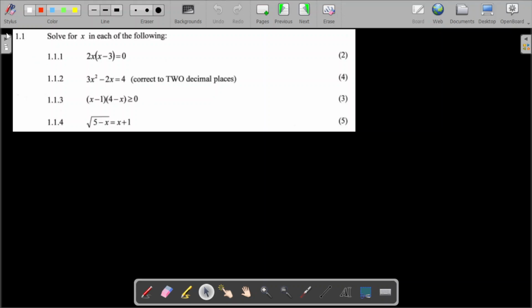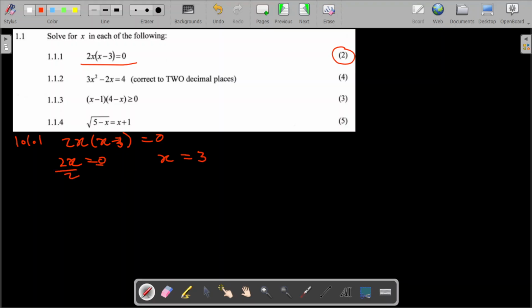I will start with the first part of question one, where we are supposed to solve for x. So it's 2x into (x minus 3) equals 0. The moment they give you this and it equals 0 and it's 2 marks, it's already factorized for you. There's nothing more you can do here. It's just saying 2x equals 0, or x equals 3. Divided by 2, your x is just 0 and the other x is just 3. Then you're done with this one.